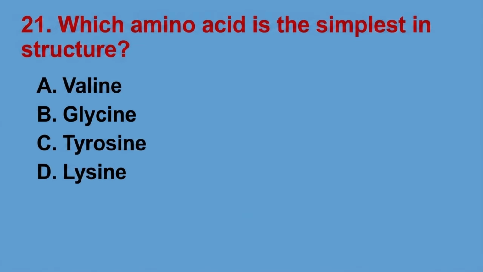Okay, so the correct answer is B. Glycine. Glycine is the simplest amino acid because its side chain consists of only a single hydrogen atom. This small size makes glycine highly flexible and allows it to fit into tight spaces within protein structures, especially collagen.